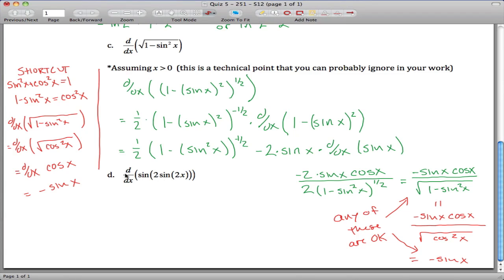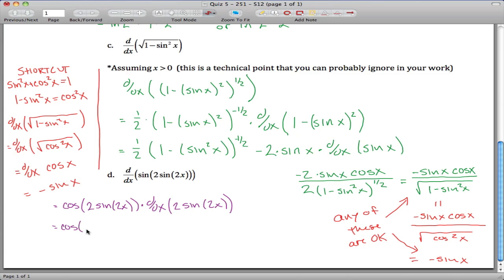Alright, finally this last guy here. The derivative of the sine of 2 times the sine of 2x. Good lord. Alright, so this is a chain rule problem. What I'm going to do is say that the derivative of sine is cosine. So this is cosine of 2 sine of 2x times the derivative of 2 sine of 2x.